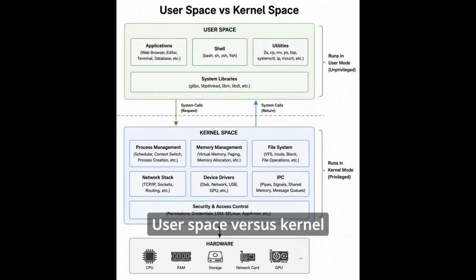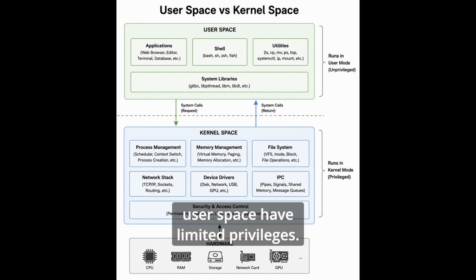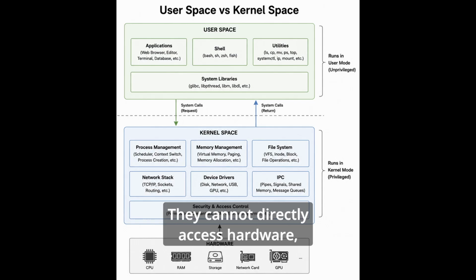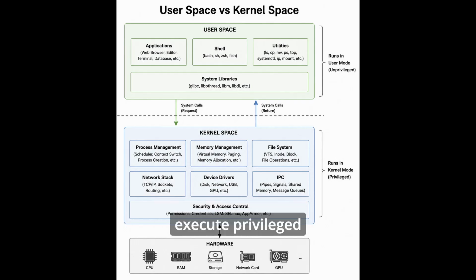2. User space versus kernel space. One of the most important concepts in Linux is the separation between user space and kernel space. User space is where normal applications run. Examples include browsers, editors, databases, shells, utilities. Applications running in user space have limited privileges. They cannot directly access hardware, control memory freely, read kernel memory, or execute privileged CPU instructions. This restriction protects the operating system.